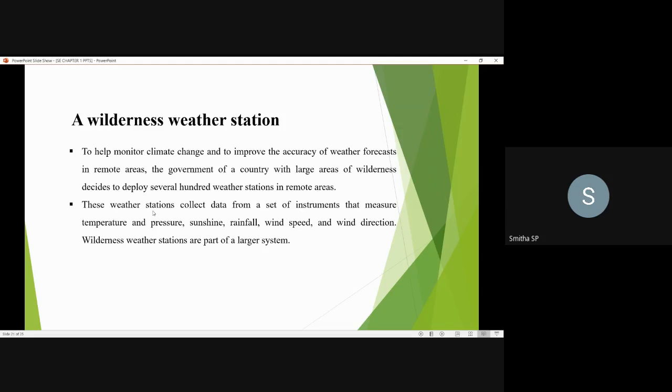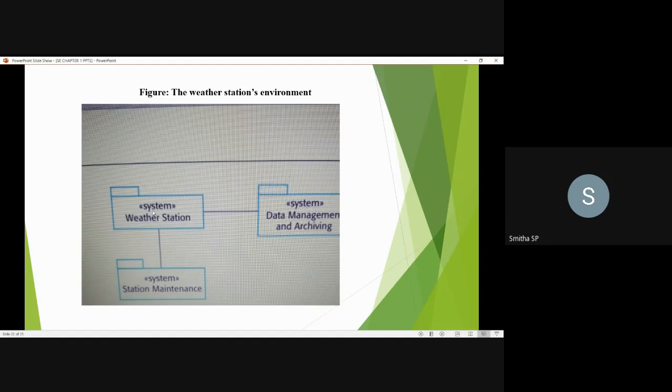In the next figure we can see the weather station's environment. Here you can see three separate systems in the weather station environment, which are the weather station system, the data management and archiving system, and the station maintenance system. These are the systems present in the weather station's environment.